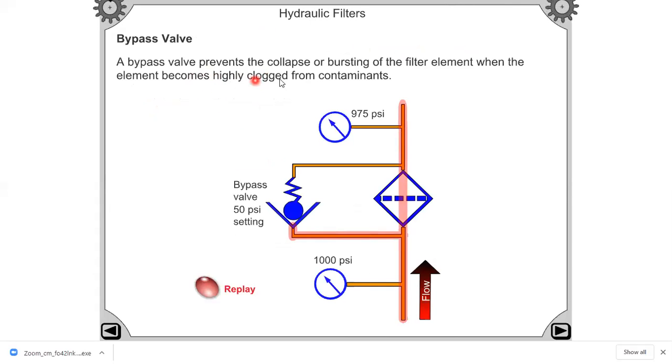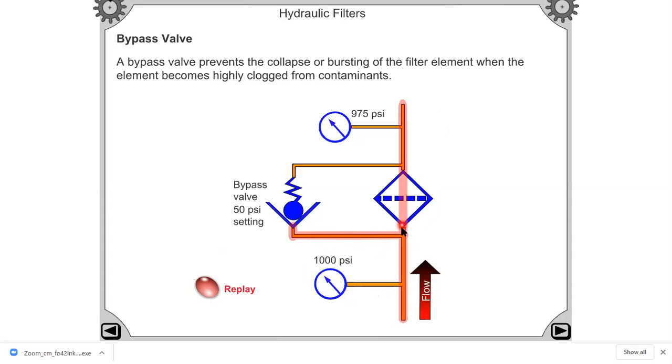The bypass valve prevents the collapse or bursting of the filter element when the element becomes highly clogged. Here you can see that oil is flowing, and the pressure gauge shows 1000 psi. Then oil passes through this filter, and if the filter is clogged, what will happen? The filter may get damaged.